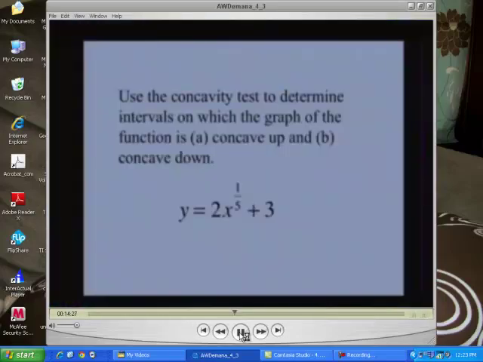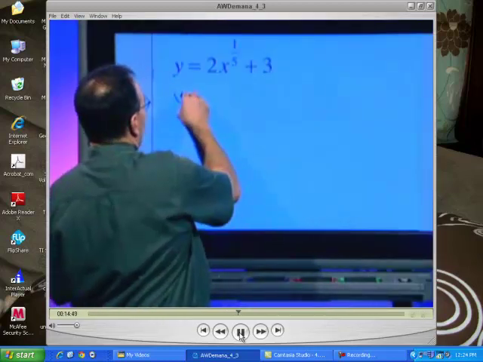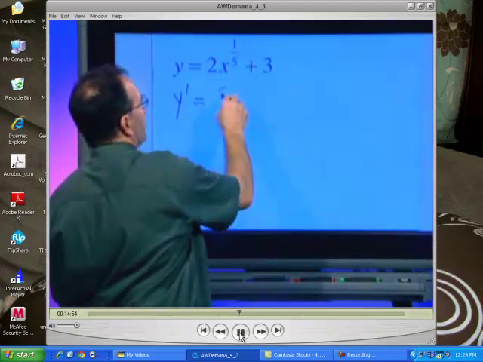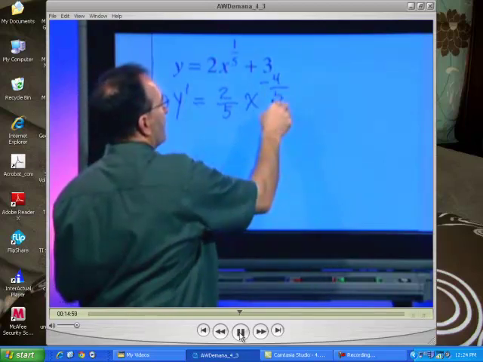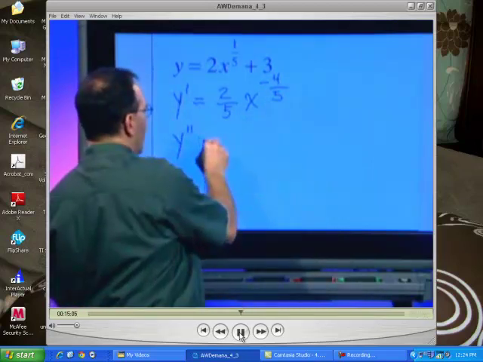Use the concavity test to determine intervals on which the graph of the function is concave up and concave down. The function we're going to look at is y equals 2 times x to the 1/5 power plus 3. So let's find the first derivative and then the second derivative. Y prime, the first derivative, is going to be 1/5 times 2, so 2/5, times x raised to the negative 4/5 power.